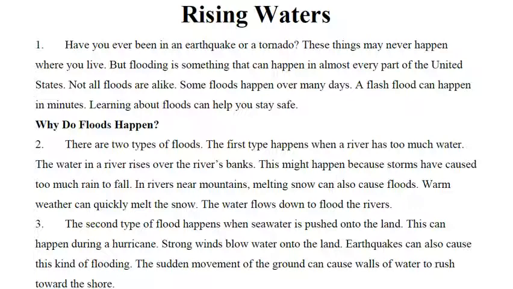The second type of flood happens when seawater is pushed onto the land. This can happen during a hurricane. Strong winds blow water onto the land. Earthquakes can also cause this kind of flooding. The sudden movement of the ground can cause walls of water to rush toward the shore.